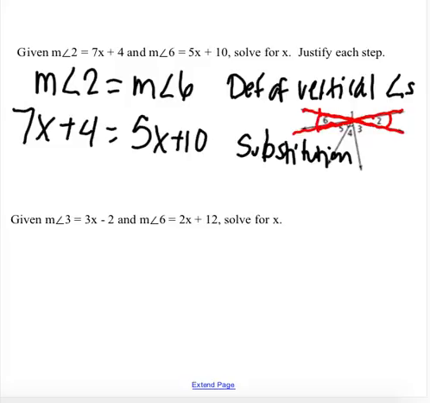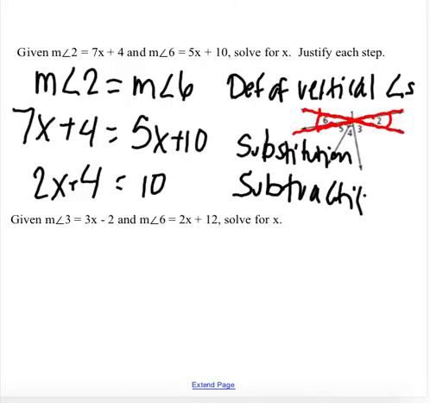Then we're going to subtract. Oopsies. 2x plus 4 equals 10. Subtraction. We're going to go into the other page. That's okay. Subtract again. 2x equals 6.